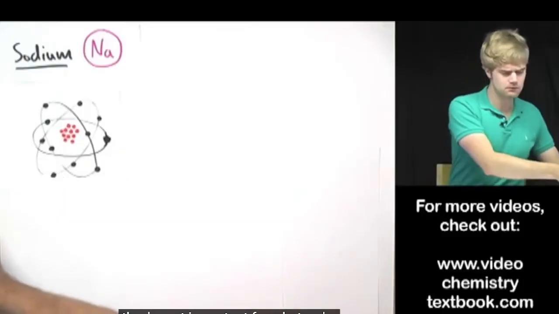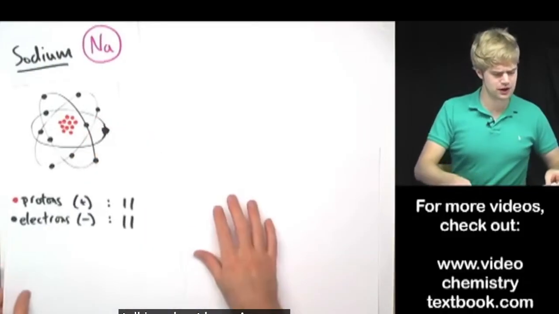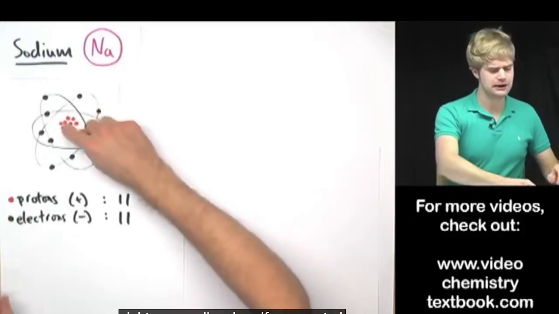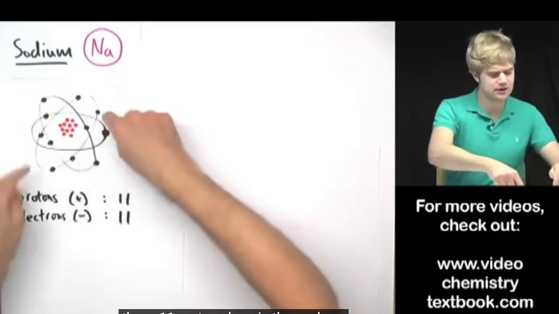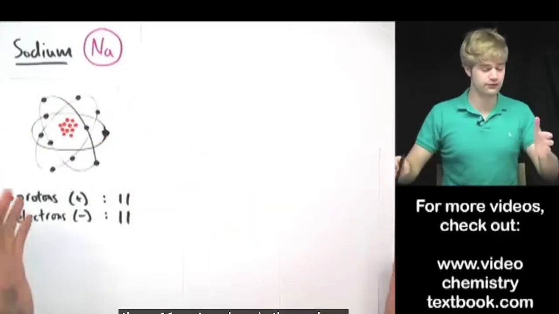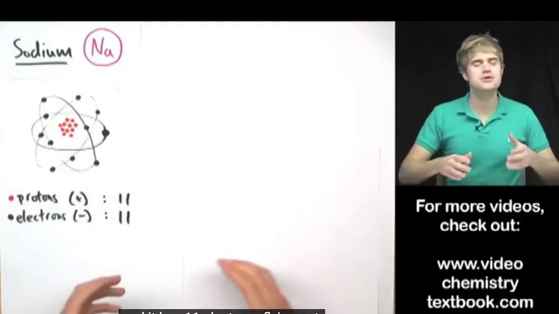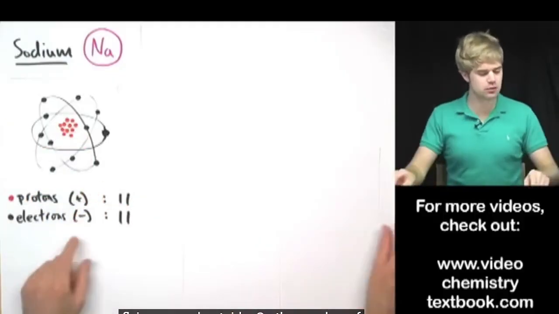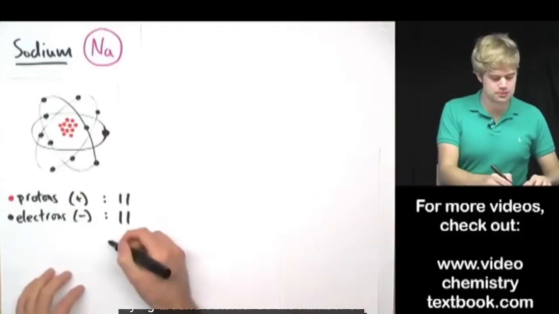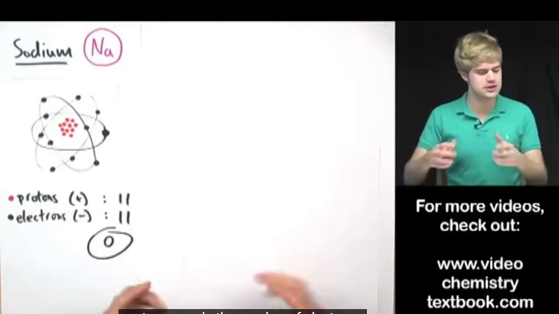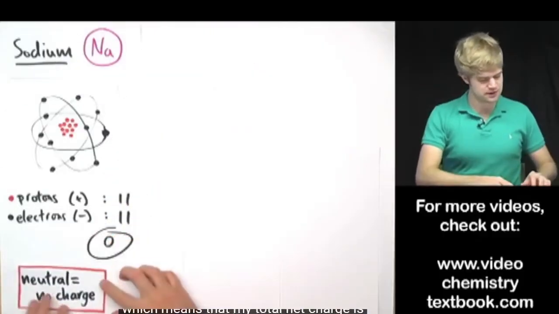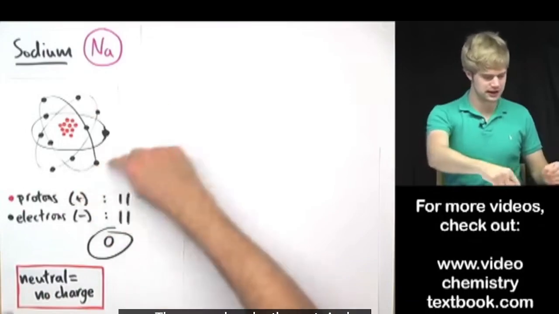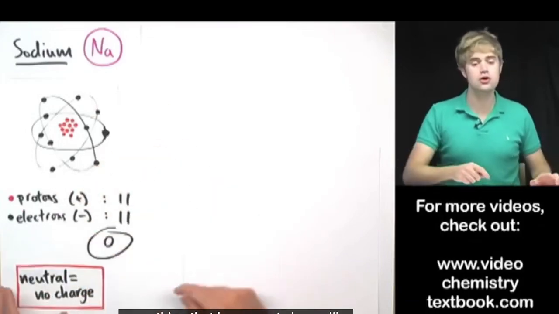Anyway, right now, sodium has, if we counted them, 11 protons here in the nucleus, and it has 11 electrons flying around outside. So the number of protons equals the number of electrons, which means that my total net charge is 0. They cancel each other out. And so something that has no net charge, like this sodium atom, we call it neutral.